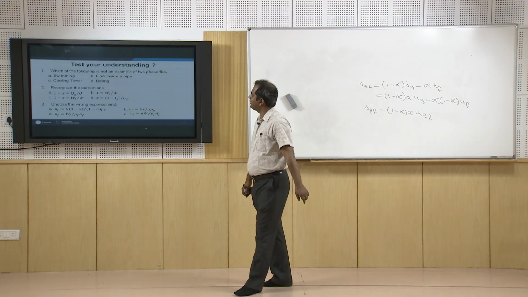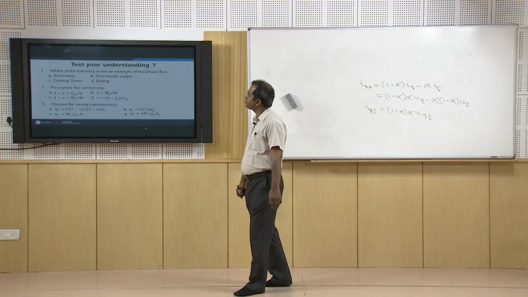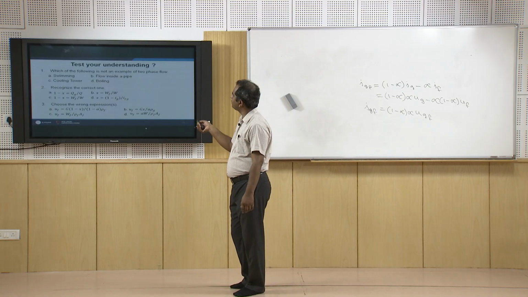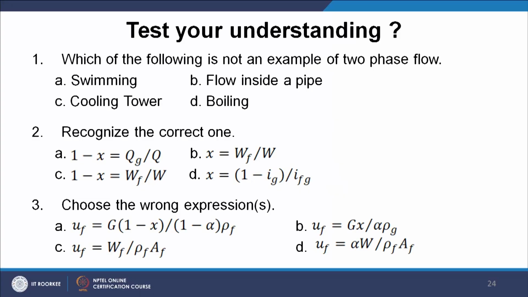Let us see how we have gone through this lecture. We will test some of your understanding. First question: which of the following is not an example of two phase flow: swimming, flow inside a pipe, cooling tower, or boiling? The answer is flow inside a pipe. Definitely this is a single phase example.